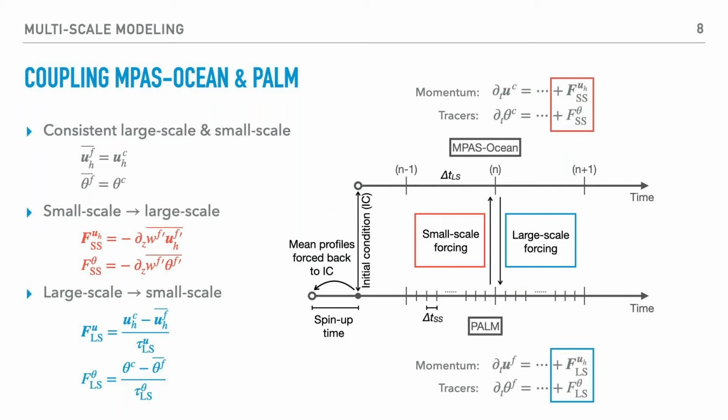It's basically a relaxing term. So we relax the smaller scale tracers and momentum to the large scale with a flexible relaxation time. So we want to explore how tight we need for this coupling.